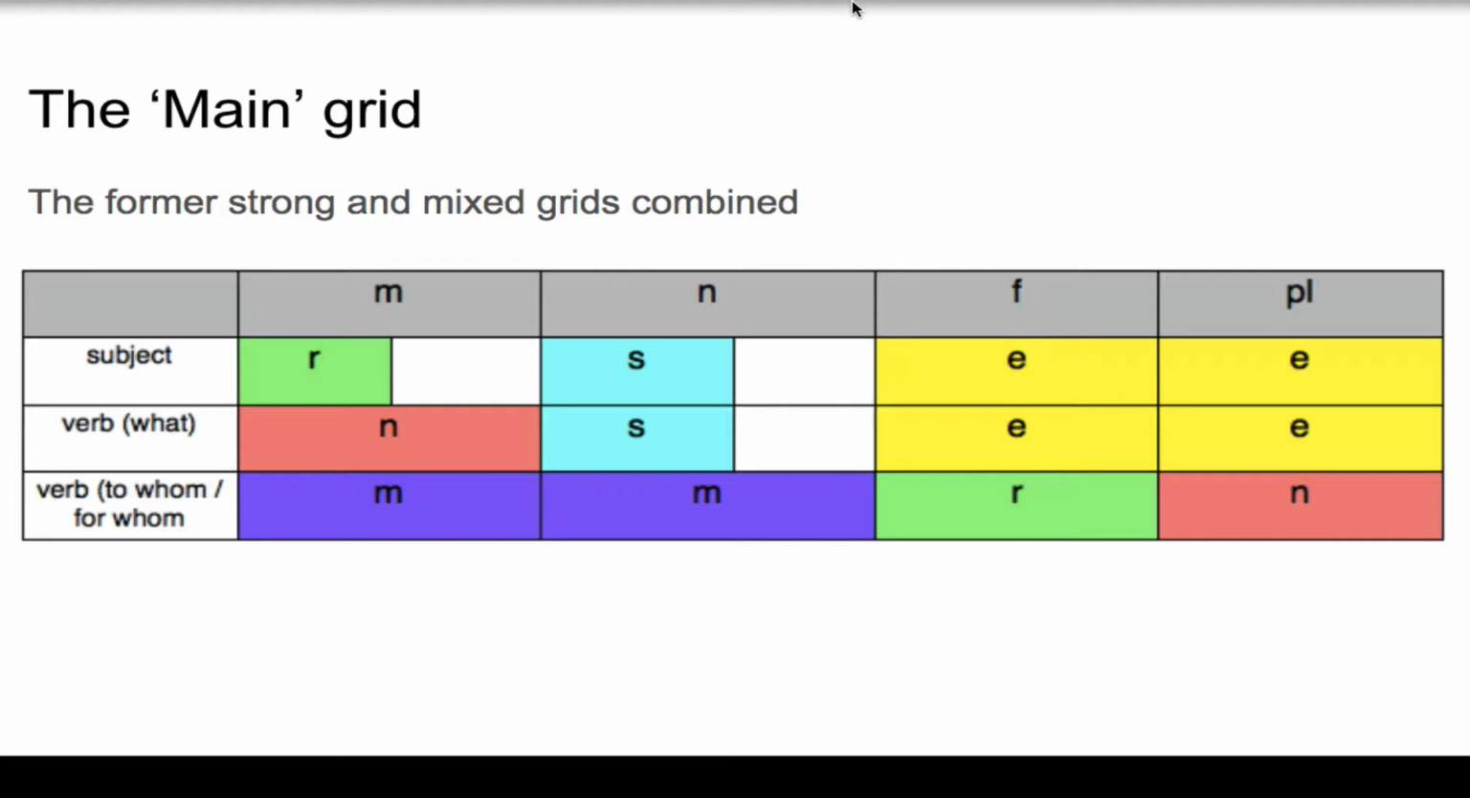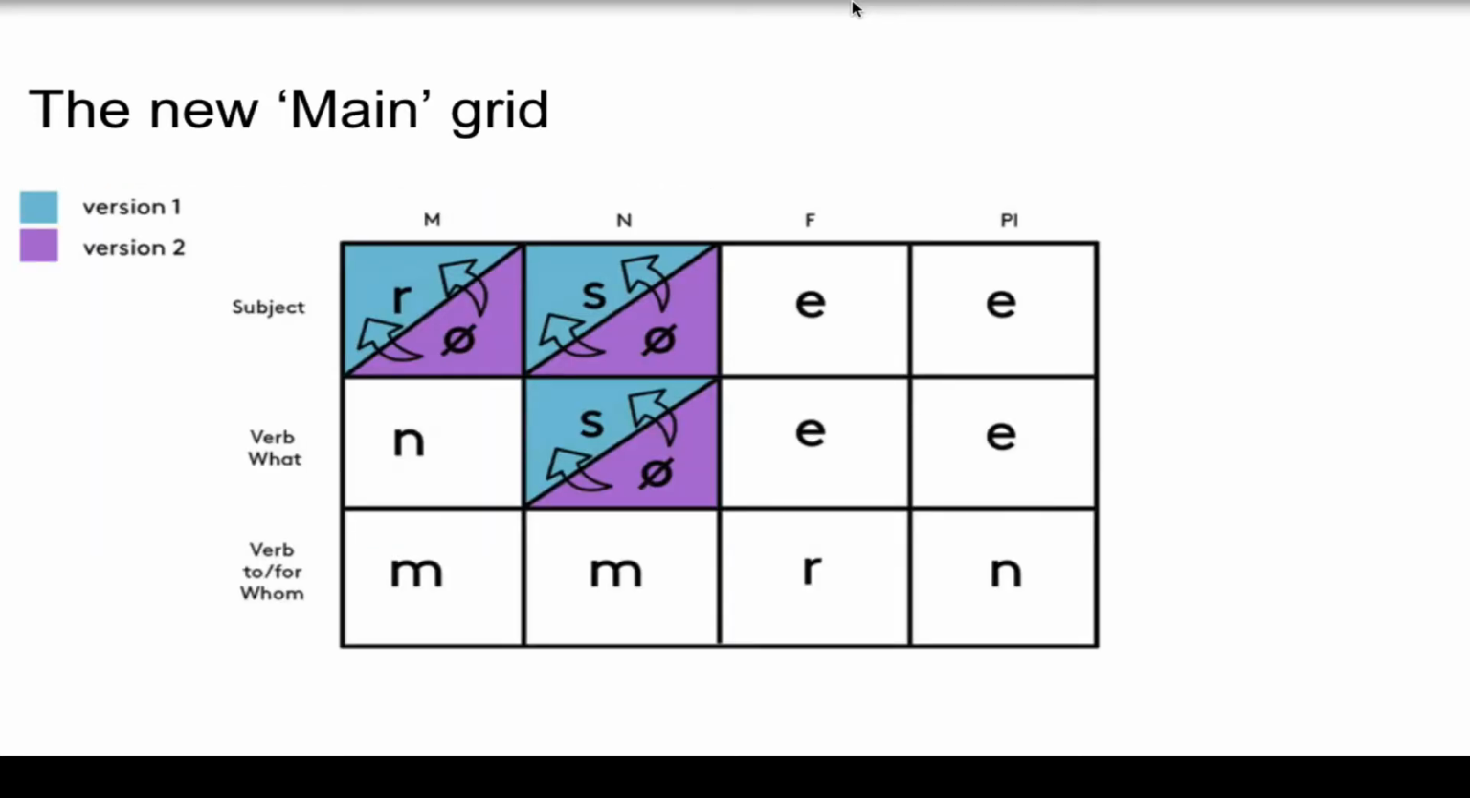So the main grid is now a combination of the former strong and mixed grids together. And what we can see is in 1-1, male subject, you either have R or nothing. Neuter subject, either S or nothing. Neuter row 2 object, either S or nothing. So here we have combined the strong and mixed into one grid, and we've come up with a new graphic for it, which is far more attractive.